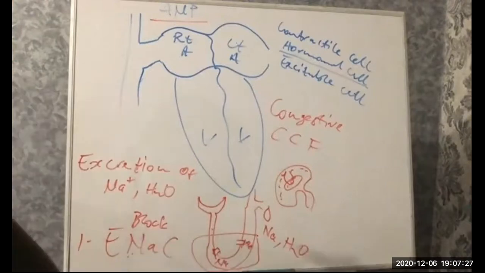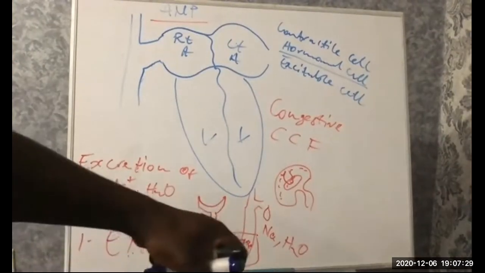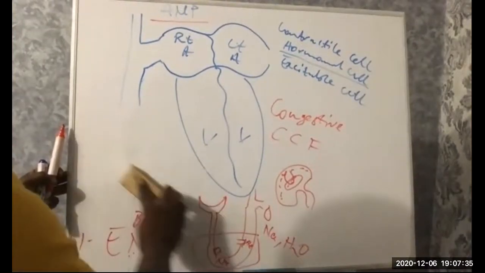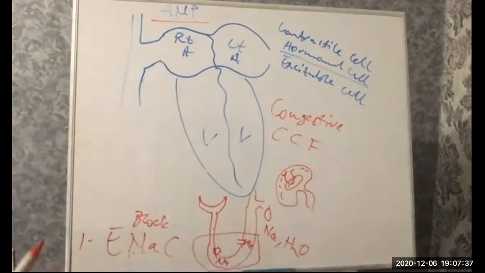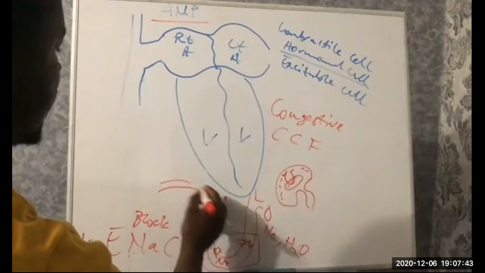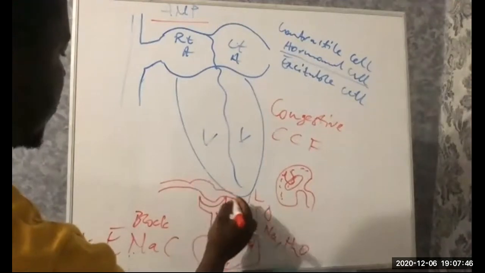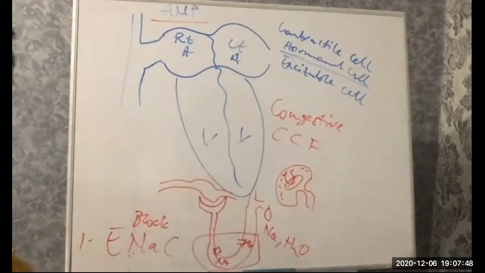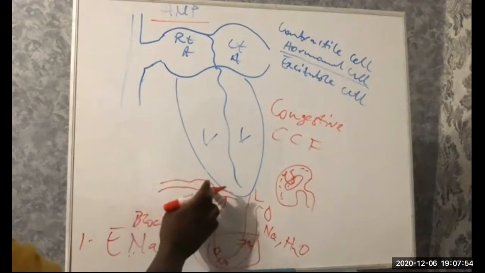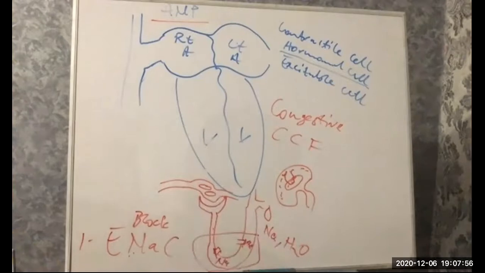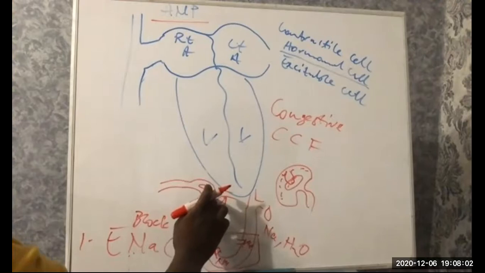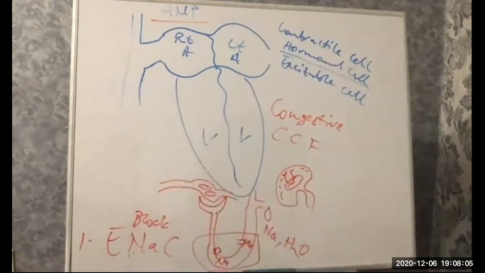Two, what they do is that, remember that we have the afferent arteriole. If the afferent arteriole dilates, what will happen? More blood will flow into the glomerulus. And once more blood flows into the glomerulus, hydrostatic pressure will increase and more fluid will be filtered. So it increases filtration, right?